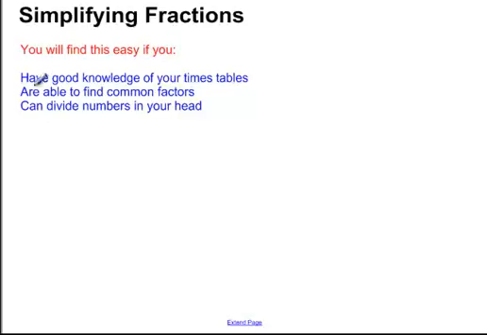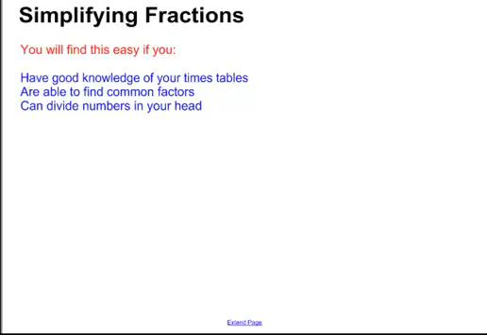First off, you should have a good knowledge of your times tables, and we've been doing those loads in class, so hopefully you're all really good with your times tables. The second thing is you need to be able to find common factors of two numbers, and that's something that we did in our last unit, so hopefully you remember that. And it's also quite helpful if you can divide numbers in your head. You don't have to be able to do this, but it'll make your work a lot quicker.